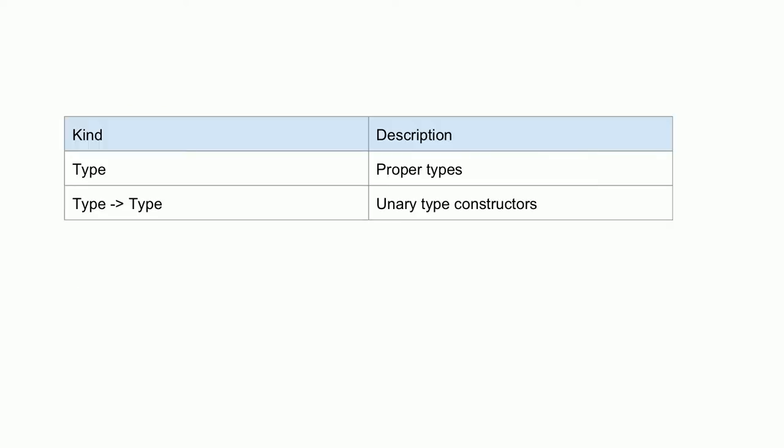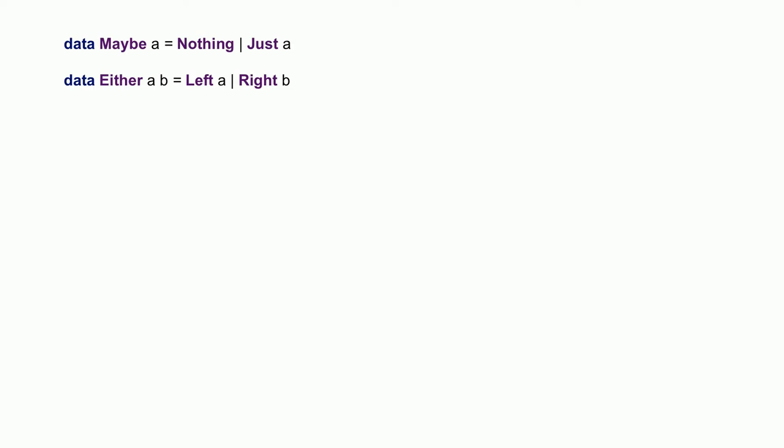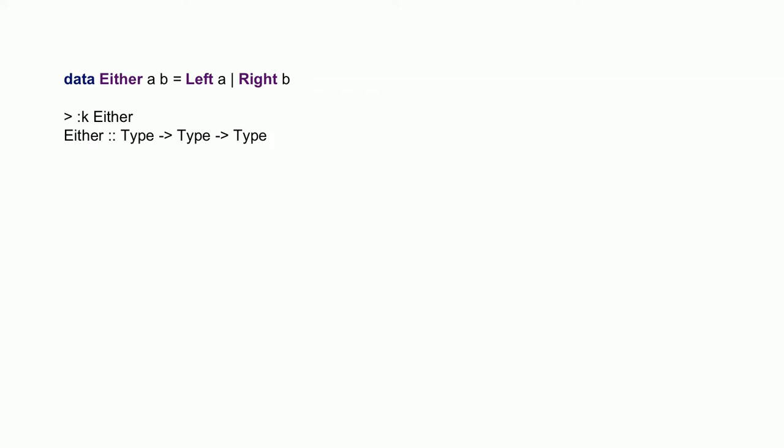So now we've seen two kinds. We've got Type, the kind of types of values, and we've got Type to Type, which is unary type constructors. So Maybe has one type parameter. Let's look at what happens if you've got two type parameters. Either has two type parameters, a type for the left and a type for the right. We asked GHC what the kind of that is, and it's Type to Type to Type. So it's a curried set of type parameters.